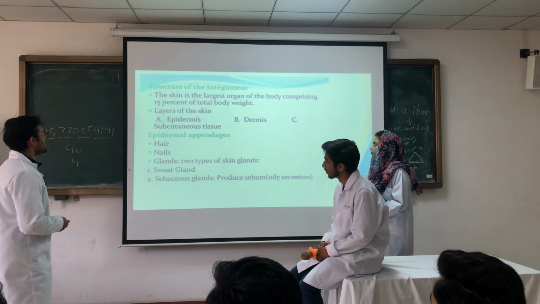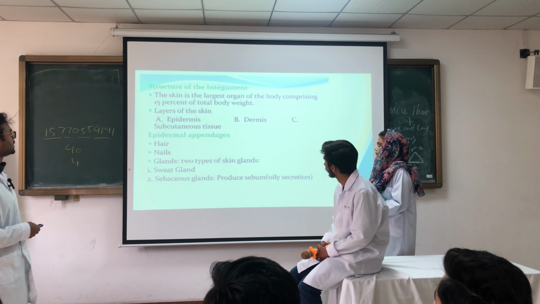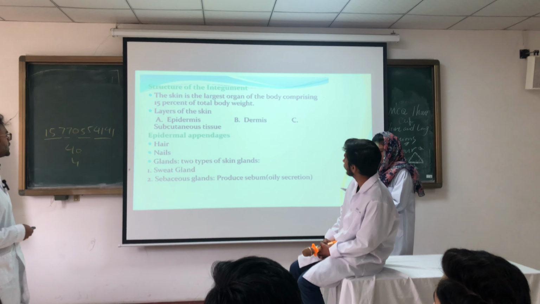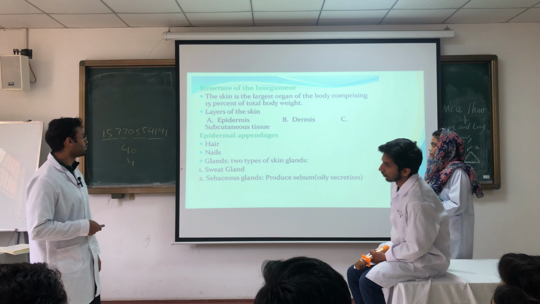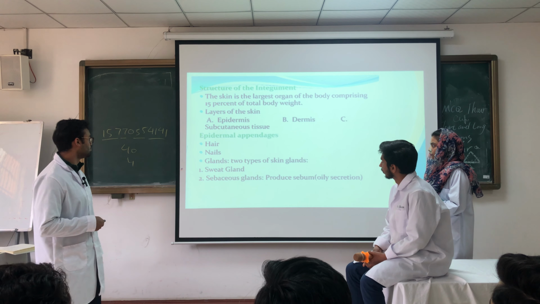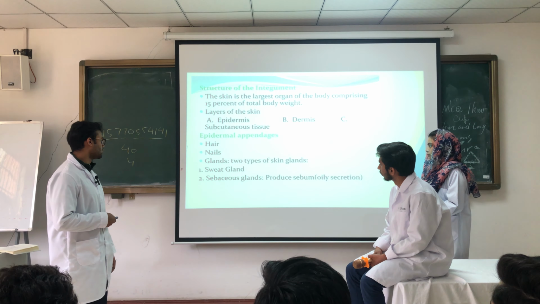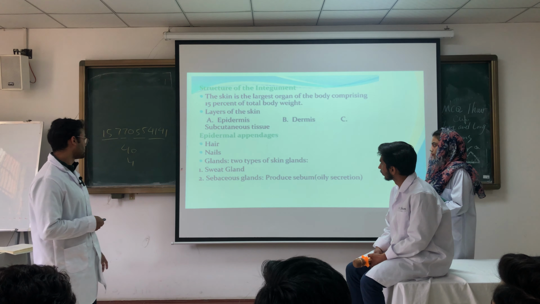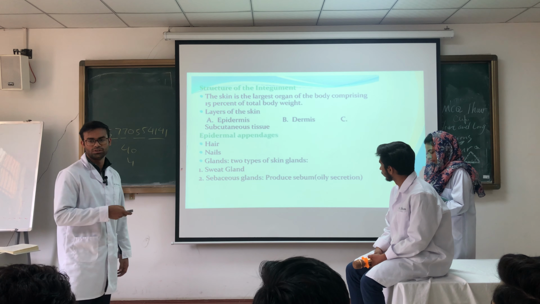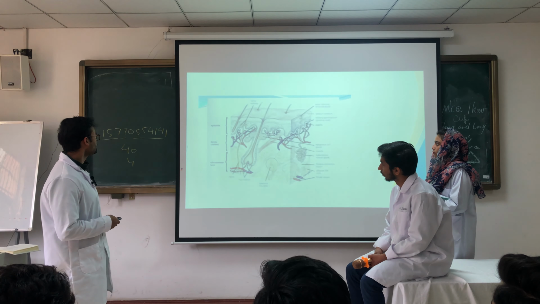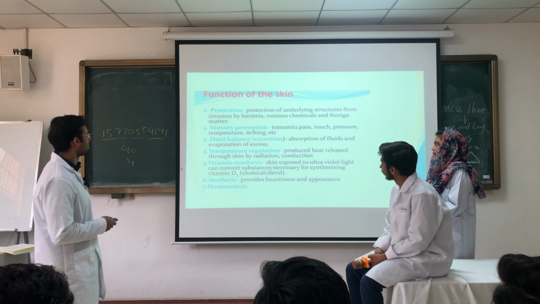Okay, first of all, structure of the integumentary system. The skin is the largest organ of the body, comprising 50% of total body weight. Layers of the skin are epidermis, dermis, and subcutaneous tissue. The epidermal appendages are hair, nails, glands. Two types of skin glands: sweat glands and sebaceous gland. Sebaceous gland produces sebum, oil secretion. This is the structure of the skin and the glands.